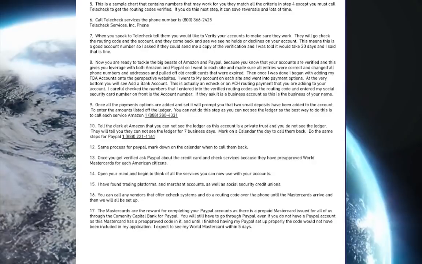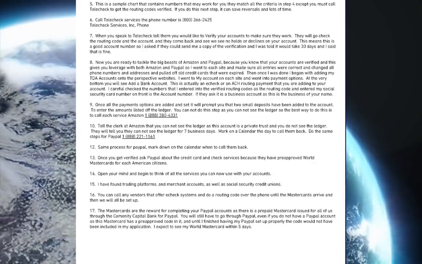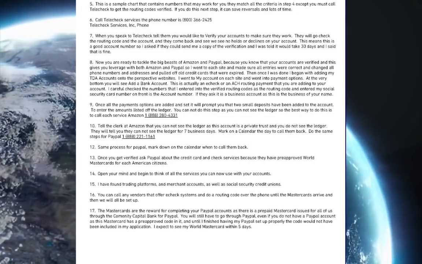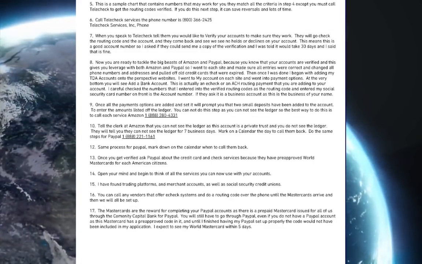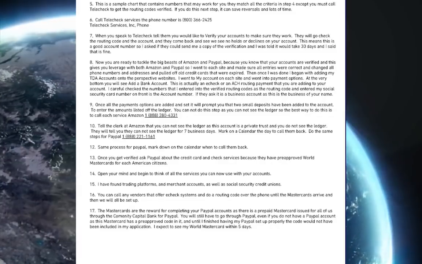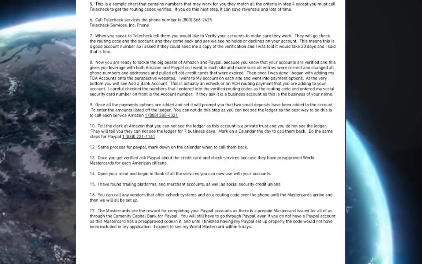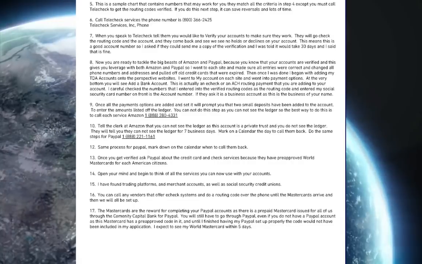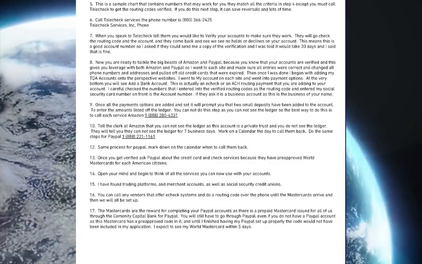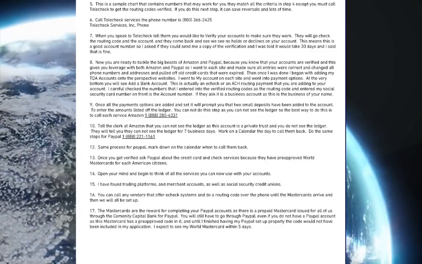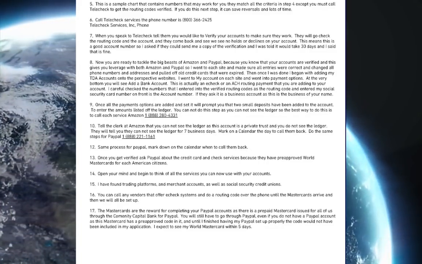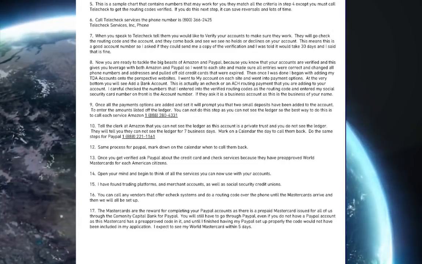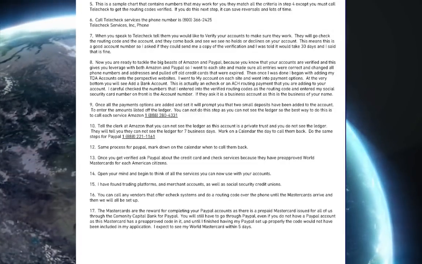So the best way to do this is to call Amazon service, 1-888-280-4331. 10. Tell the clerk at Amazon that you cannot see the ledger, as this account is a private trust, and you do not see the ledger. They will tell you, they cannot see the ledger for 7 business days. Mark on a calendar the day to call them back. Do the same steps for PayPal. 1-888-221-1161. 12. Same process for PayPal. Mark down on the calendar when to call them back.